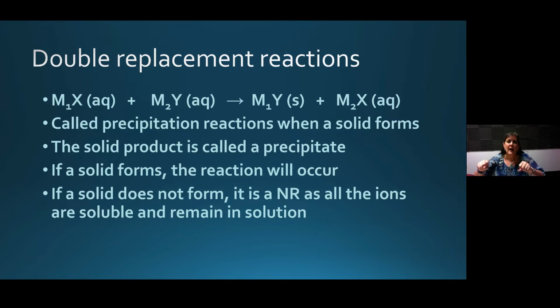So metal 1 and X are floating around in solution. Metal 2 and Y are floating around in solution. When you pour those solutions together, it's metal 1 and the Y that find each other, bond, stick in the solid, and sink to the bottom. They precipitate out, and they're a solid. That's why it's a reaction, because those two ions find each other and stick together and sink to the bottom as a solid, whereas M2 and X just continue floating around.